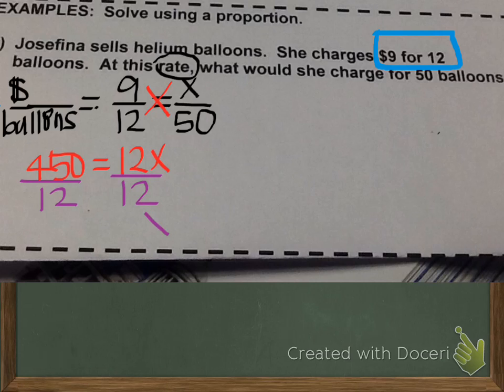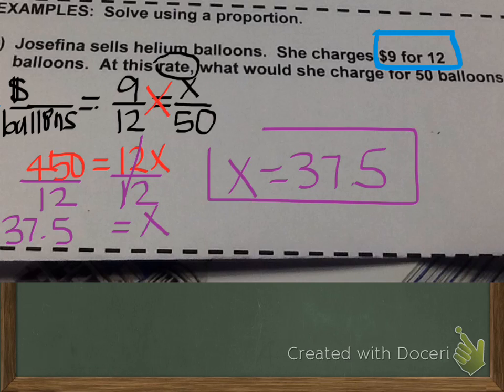On my first side, 12 cancels out. That leaves you with x equals 450 divided by 12. When I divide that in my calculator, I get 37.5. So x equals 37.5, which means that if I were to buy 50 balloons, that would cost me $37.50.